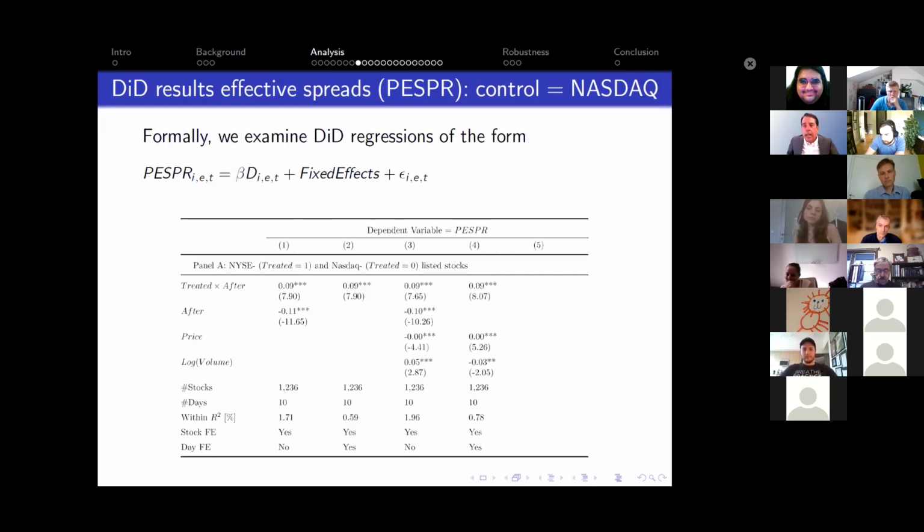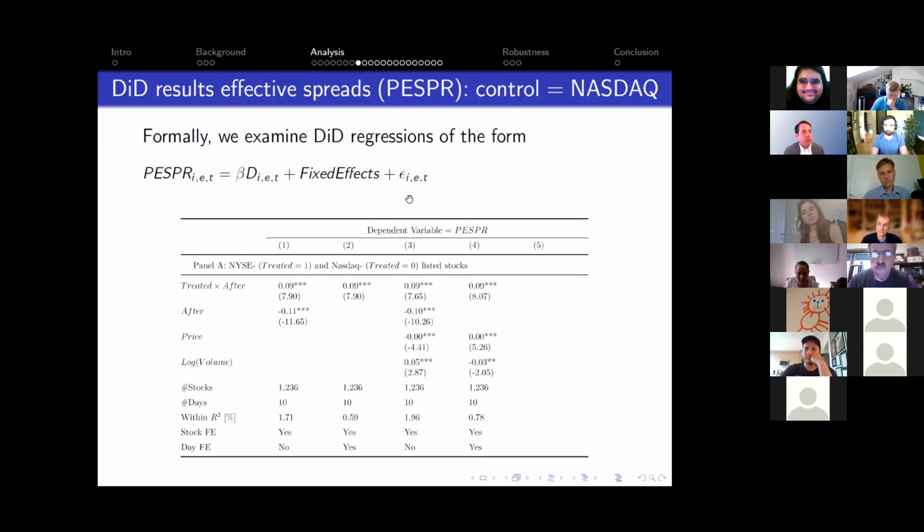Okay, so the details of all that diff and diff stuff are in the paper. I don't have a ton of time here. So let me start showing you some results, and then I can pause again and maybe take some questions after I've shown you some of the high level results. So formally, we're going to look at difference in difference regressions. And for each of these analyses, I'm going to show you two tables. One where the control group is NASDAQ, one where the control group is NYSE. And you'll see the results look pretty similar for both.